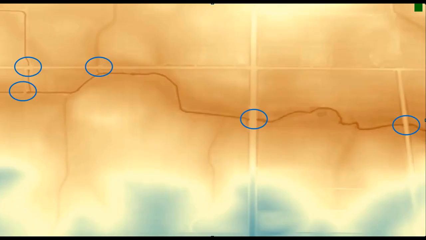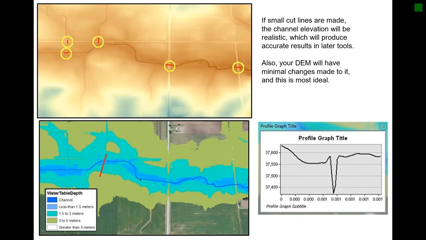Instead, it's much more appropriate to apply small cut lines where they're needed and only where they're needed. So here we can see a few obstructions caused by roadways that'll need to be corrected. So we draw short and precise lines across these roadways, connecting the channel to the next channel. When you take your time and make accurate edits, you're going to get accurate results.